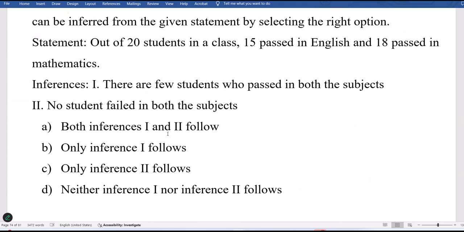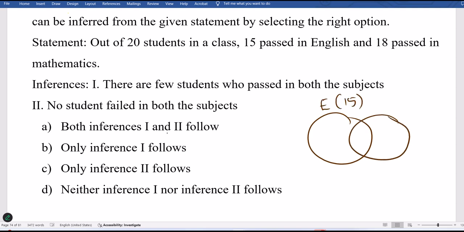Now here also this question, statements and inferences. Out of 20 students in a class, 15 passed in English, 18 passed in maths. Total 20 only is there. 15 plus 18, 33 we are getting. So there should be somebody who is studying both. There are few students who are studying both.